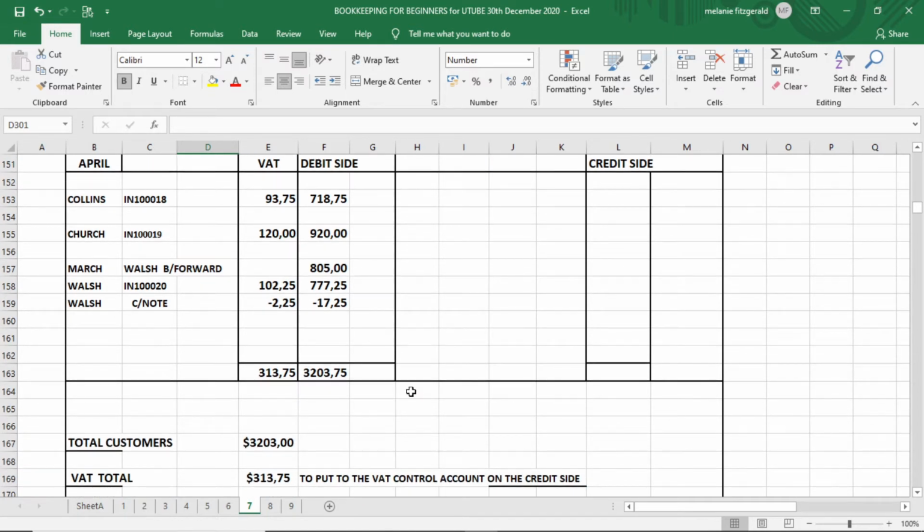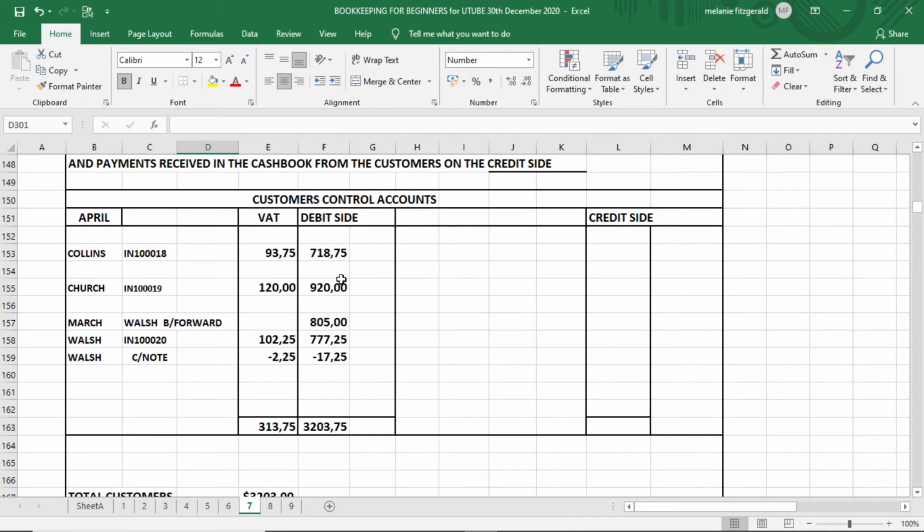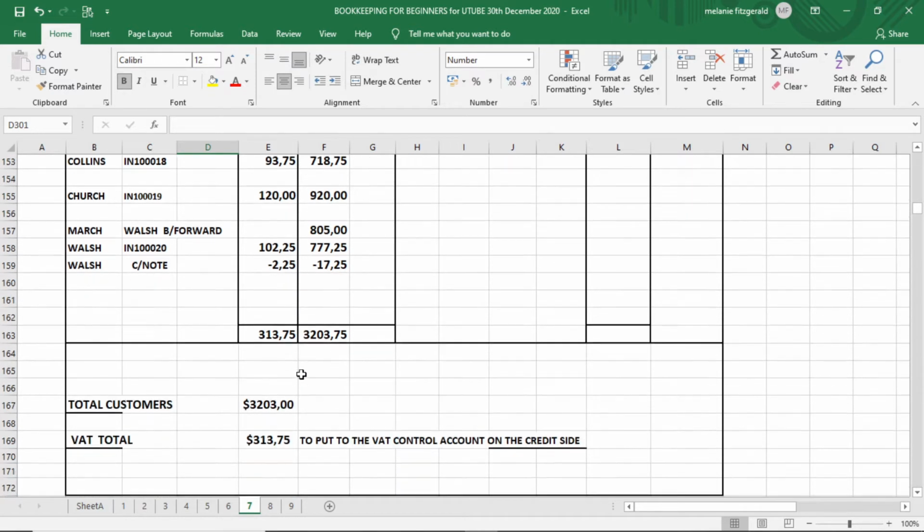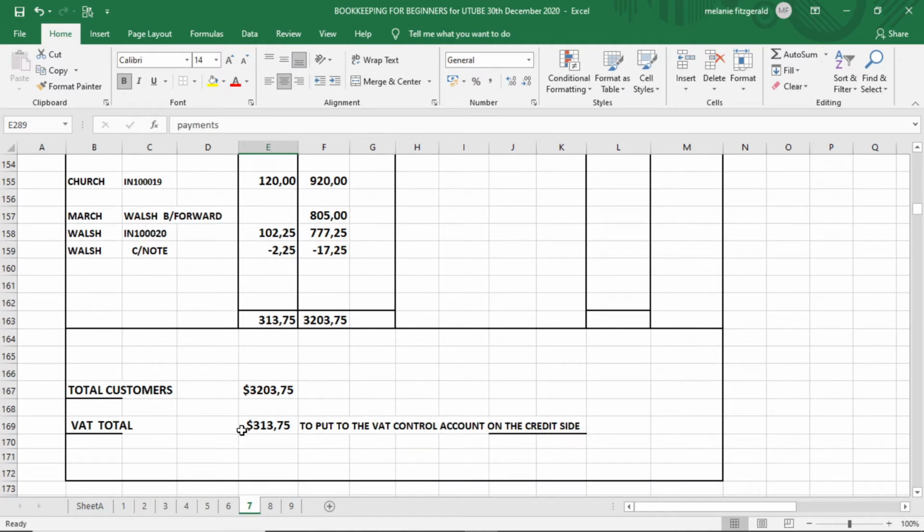The VAT totals $313.75, and the debit side of the customer's control account is $3,203.75. Also, I forgot to mention, we also issued him a credit note for $70.25. That is minus from these totals, just so you can remember, and also the VAT, minus the $2.25. So total customers is $3,203.75. Total VAT is $313.75, to put to the VAT control account on the credit side.